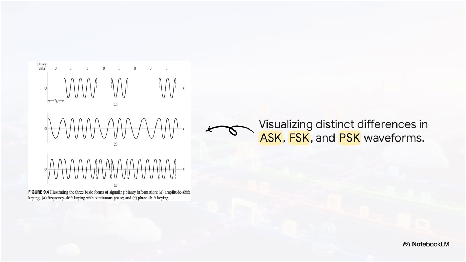In the middle with FSK, the amplitude stays perfectly flat, but look at the frequency spacing. It bunches up tightly for one binary state and stretches way out for the other. And down at the bottom with PSK, both the amplitude and the frequency are locked in completely constant, but the wave's phase abruptly flips, usually by 180 degrees, the exact moment the data switches between a 1 and a 0.